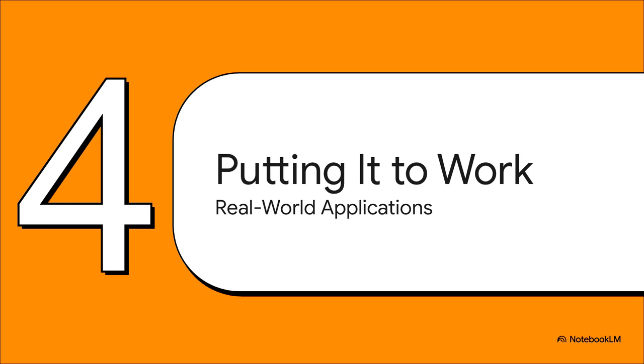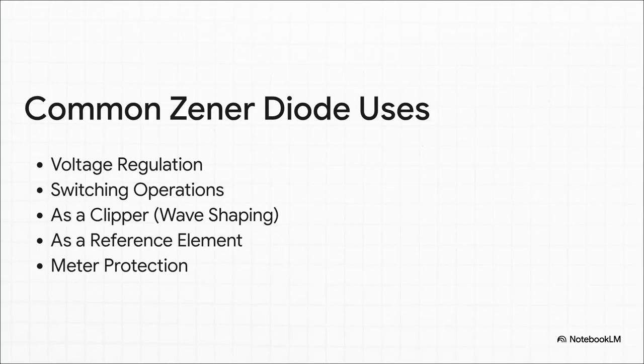Okay, so we've got this component that can reliably hit a specific voltage and then just open the floodgates for current. That's a really powerful tool. But how do we actually use it? This special ability makes the Zener diode incredibly versatile. You'll find it used for switching operations, for clipping and shaping electrical waves, as a super accurate voltage reference in all sorts of circuits, and even to protect sensitive measurement tools from getting fried by too much voltage.